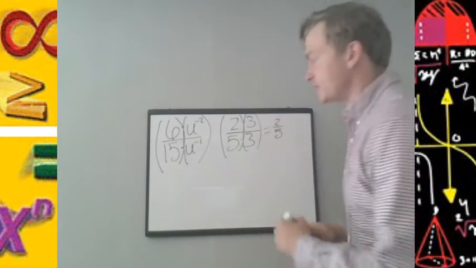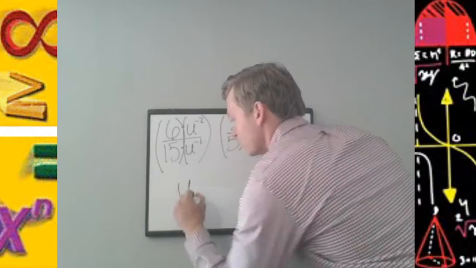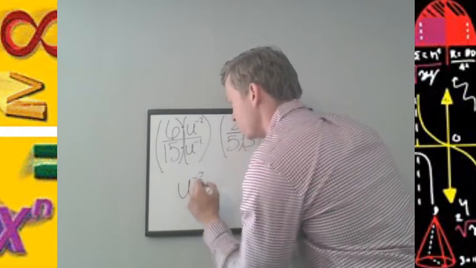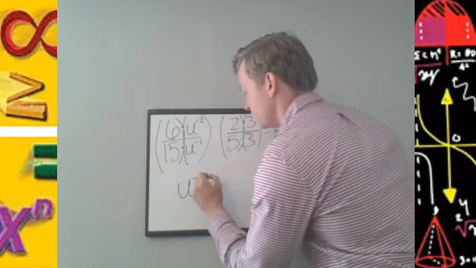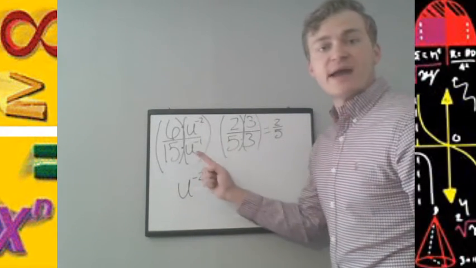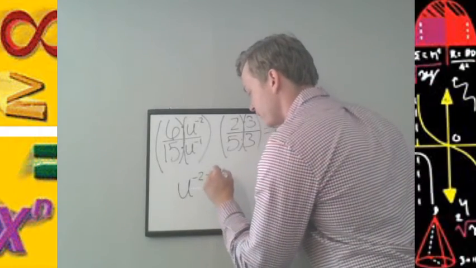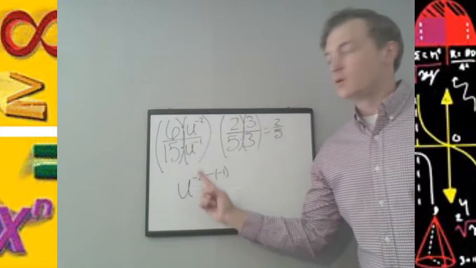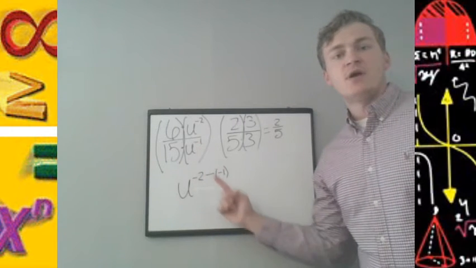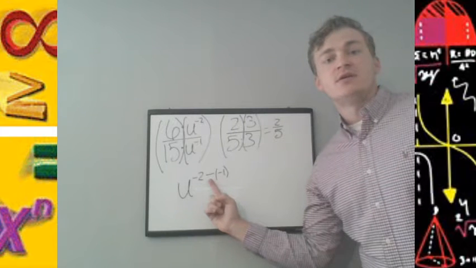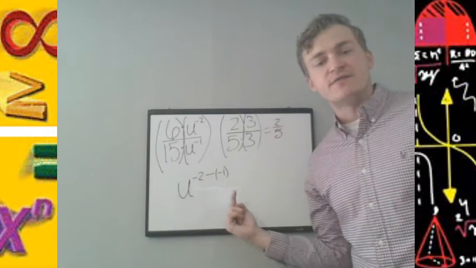Our quotient rule says base u with exponent -2, subtract, because it's a quotient, we're subtracting. -2 is going to subtract -1. There's my exponent, -2. There's my exponent, -1. Because they're dividing, I must eliminate by subtraction. So the question here is, how do we subtract negatives?